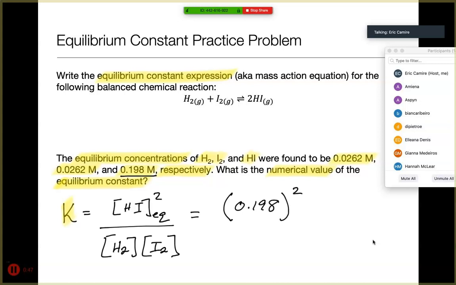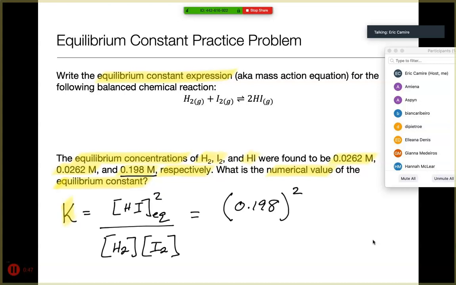Squared. And so I'll take a 2-second pause just to make a point here. I didn't write down molarity next to the number, and there's a reason for that. This goes beyond this course why, but equilibrium constants typically are expressed without units.